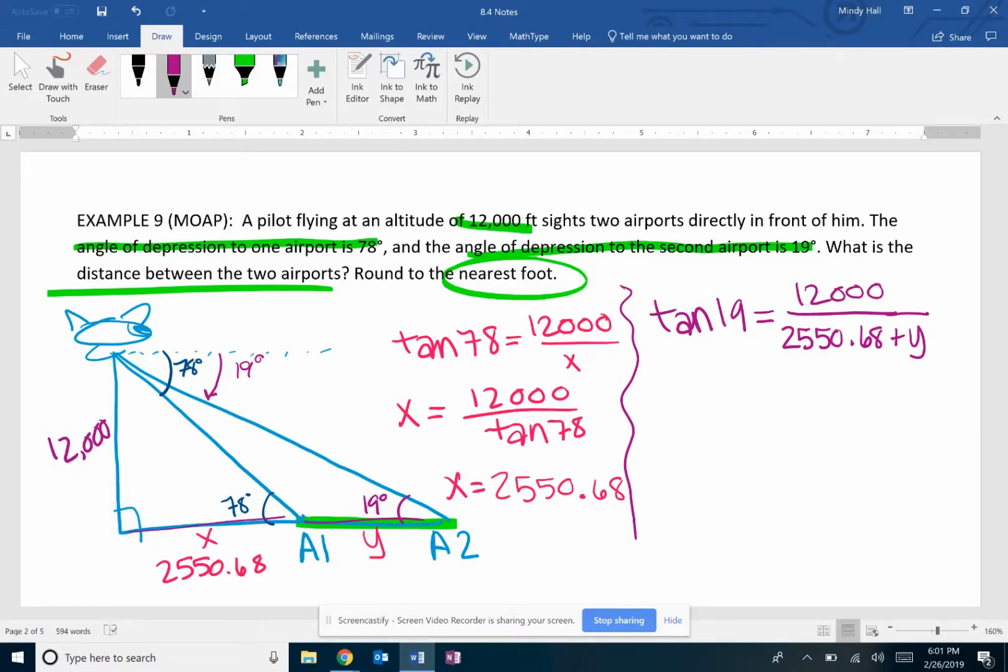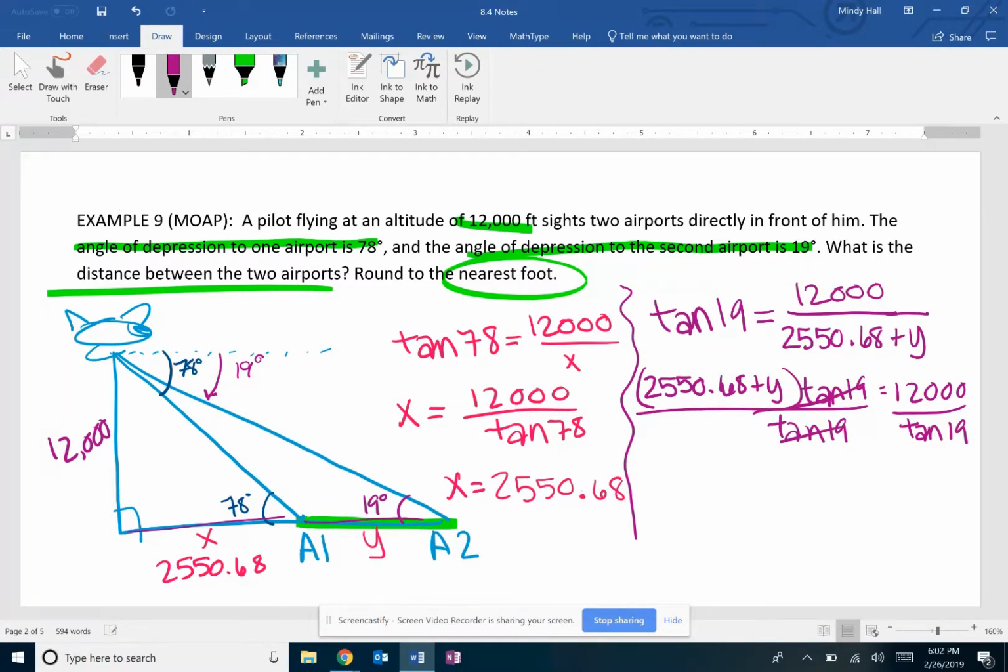So you still do the same thing. You'd be multiplying by the 2,550.68 and then multiplying that by tangent 19. And then you would have to divide by the tangent of 19 to both sides. But notice it doesn't actually change how you do it. So we have 2,550.68 plus y equals 12,000 divided by the tangent of 19, which is 34,850.53.